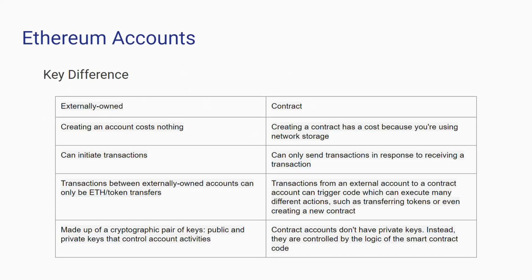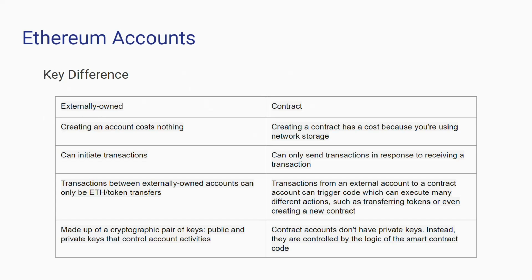Now, the externally owned account is made up of a cryptographic key pair. This is the mechanism I was talking about. You need a public key and a private key that will control the account. At the user level, you will not need these things, but at the low level, this is what goes through. But with the contract account, you don't have a private key. Instead, it is controlled by the logic of the smart contract.